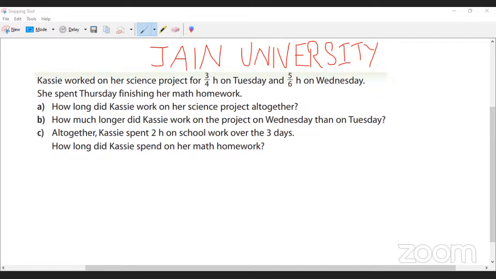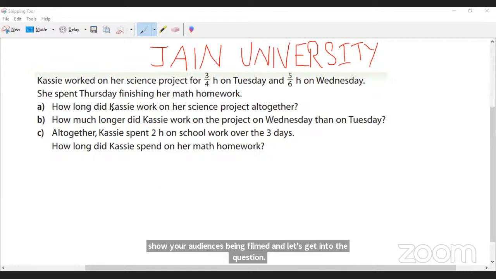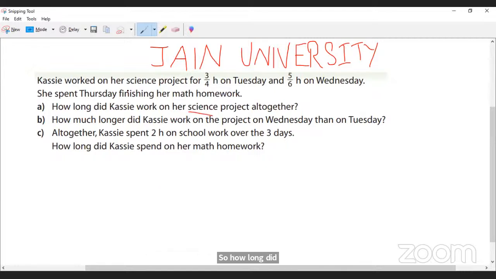Ensure your attendance is being filled. And let's get into the question. So how long did Casey work on her science project? So she worked on her science project on Tuesday and Wednesday.